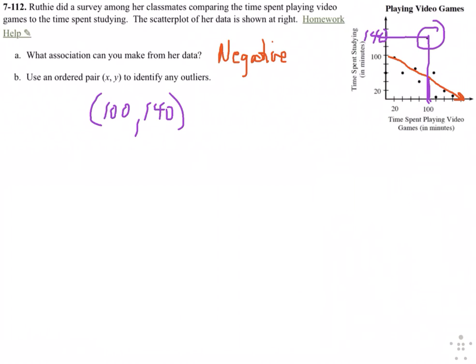But the point they're talking about is clearly that point right here, right, which is circled. That's clearly the outlier.